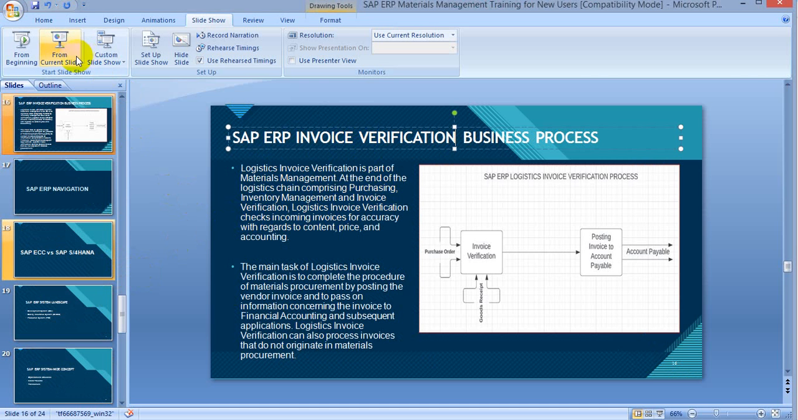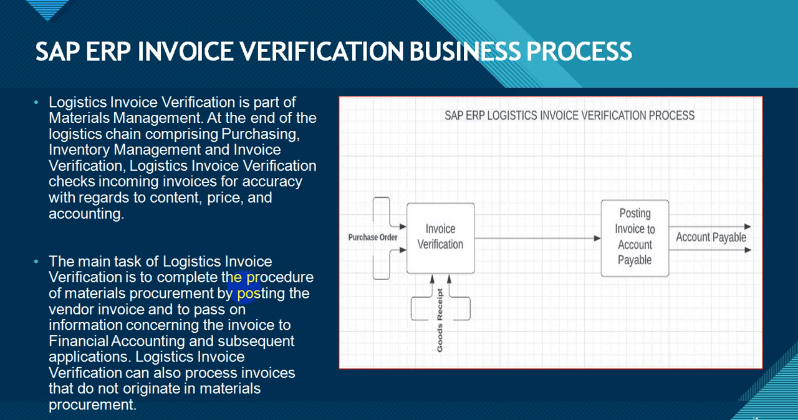Okay, so invoice verification business process. Now, logistics invoice verification is part of materials management at the end of the logistics chain comprising purchasing, inventory management, and invoice verification. Logistics invoice verification checks incoming invoices for accuracy with regards to the content, the price, and accounting. The main task of logistics invoice verification is to complete the procedure of materials procurement by posting the vendor invoice and to pass on information concerning the invoice to financial accounting and subsequent applications.